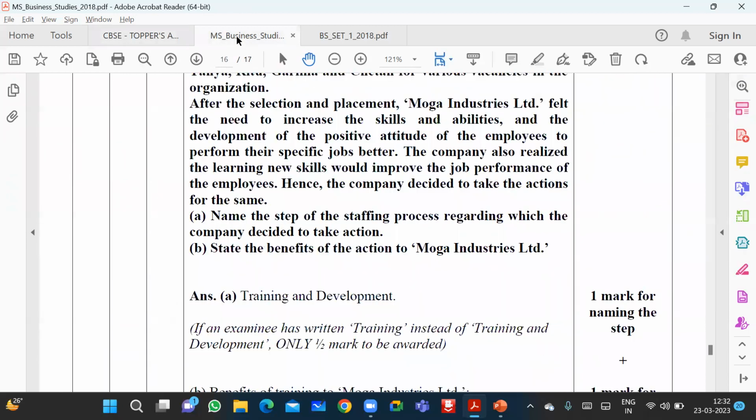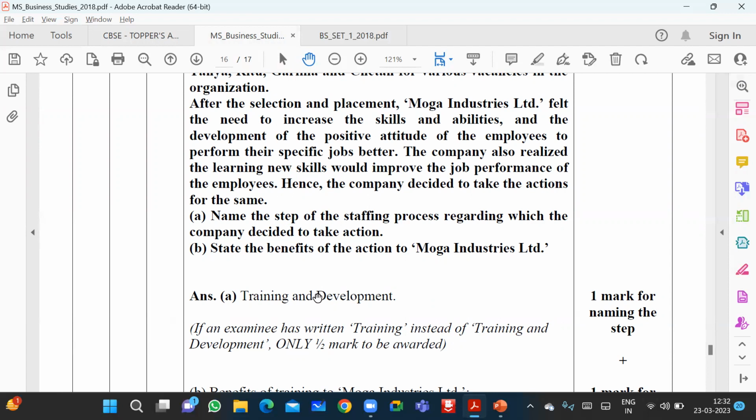In the 24th question, you can see the question is: name the step of the staffing process regarding which the company decided to take action. If you go through the case study, you will find the step is training and development. You just write it, you don't need to explain because it has not been asked, and you will get the 1 mark. And it has been mentioned in the marking scheme that if the student writes only the training or only the development, half a mark may be deducted.